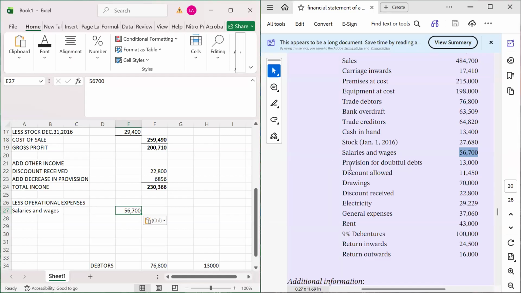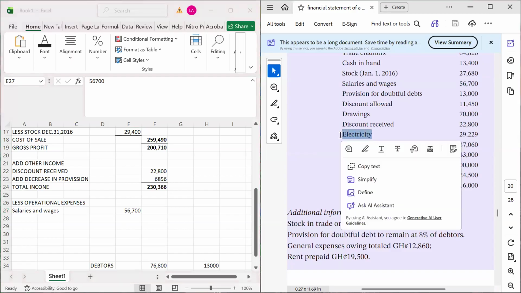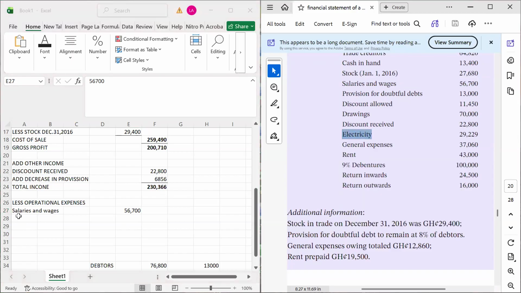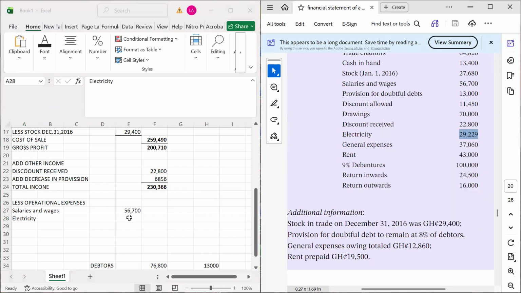Now, salaries and wages. And then we were told that, okay, the next expense is electricity. Yes, are you following? Yes, sir. Then electricity is that's the value of the electricity.